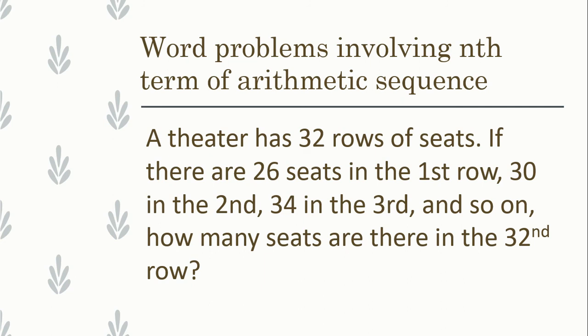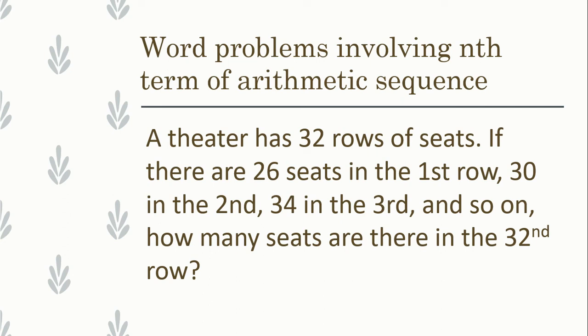Let's now try solving word problems involving the nth term of an arithmetic sequence. A theater has 32 rows of seats. If there are 26 seats in the first row, 30 in the second, 34 in the third, and so on, how many seats are there in the 32nd row?